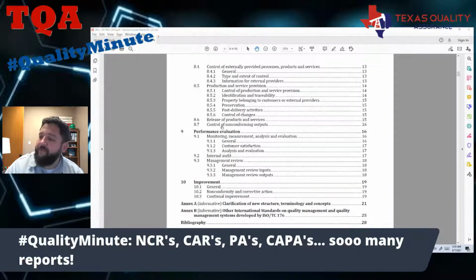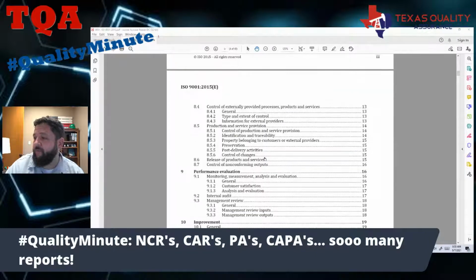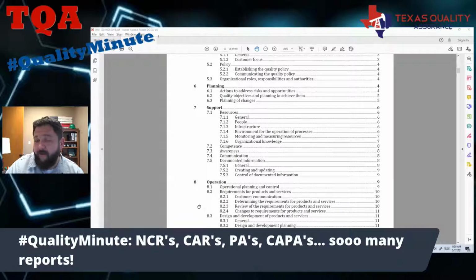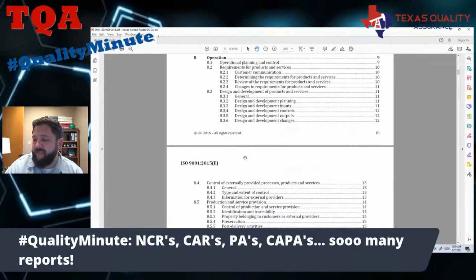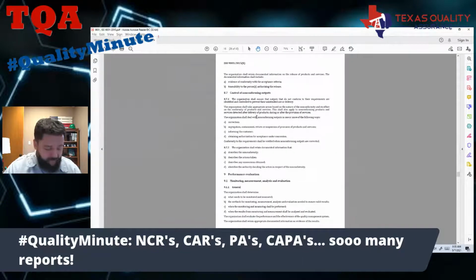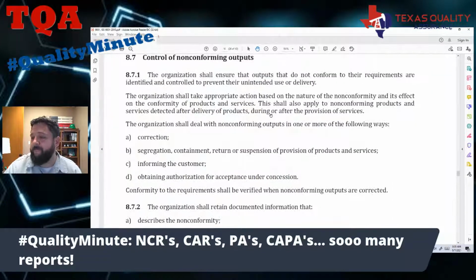So what we're going to do is dive into clause 8.7, but let's see what section that's under here. So 8.7 is under our operations clause. So this is just our standard production processes. So let's jump over there to clause 8.7. I'll zoom in so we can see this a little bit better.